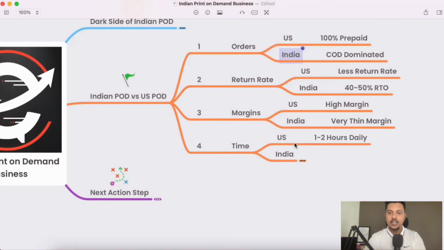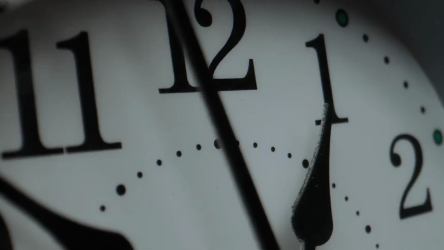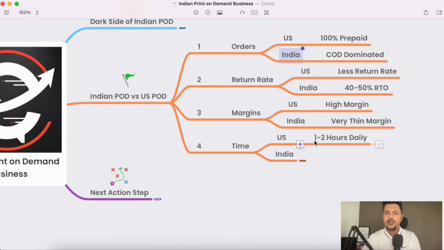And the fourth one is time. In the US, you need to spend only 1 to 2 hours on a daily basis. Let's break it down. Let's say you spend 45 minutes on Facebook ads, or 30 minutes on customer support, or managing the Facebook page, all this stuff, plus Shopify orders. It will hardly take 1 to 2 hours on a daily basis if you are really into US POD.